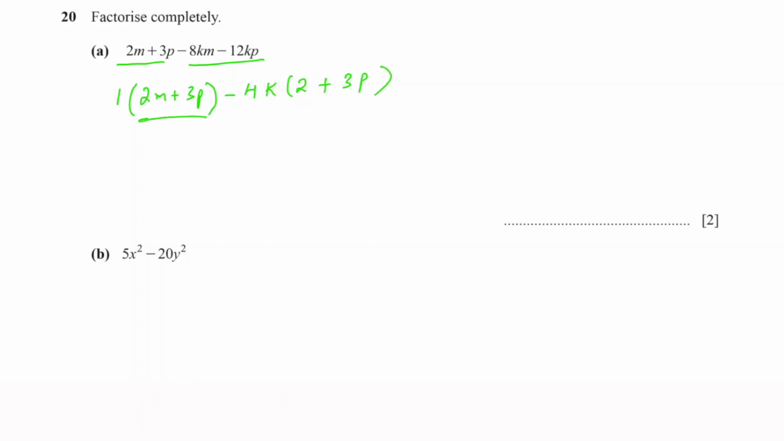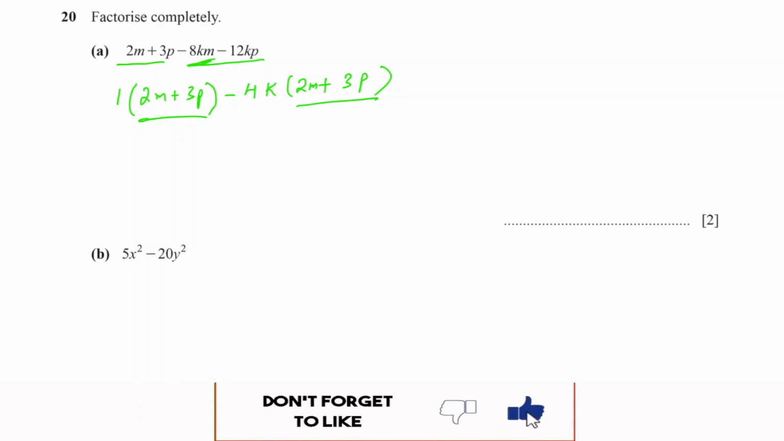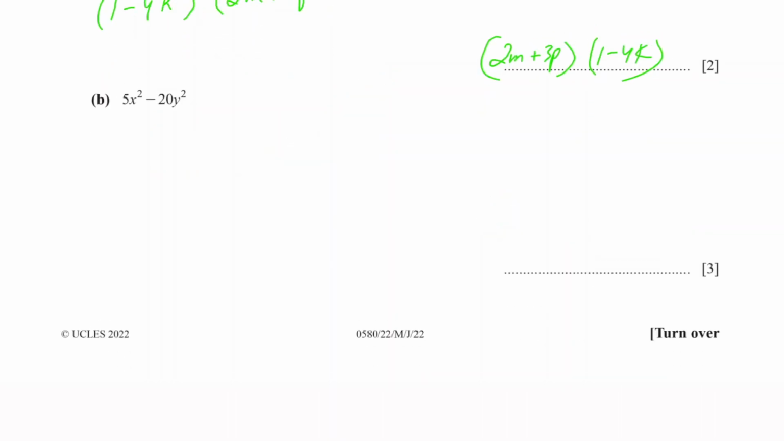So can you see that this, okay, here we should write m over there, because 4 times 2 is 8 and 8km. Yeah, so can you see that 2m plus 3p and 2m plus 3p is common there, so we will combine the bracket and together we can write it. So this one and this one we have to keep in a bracket, 1 minus 4k, and the other bracket will be 2m plus 3p. This will be your final answer, 2m plus 3p and 1 minus 4k. I hope you understand this.